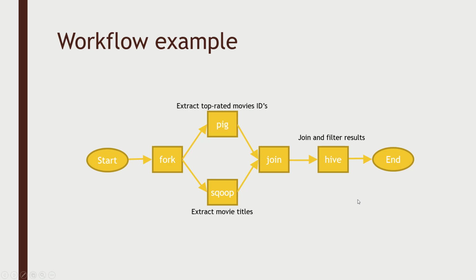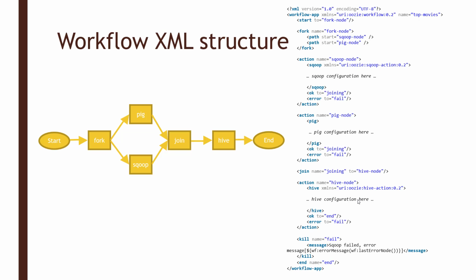So how would that translate into an XML file, a workflow.xml file for Oozie? Well, it might look something like this. I've simplified it, so I've taken out all the guts of the specific configuration of the different actions, just so you can see the structure here.